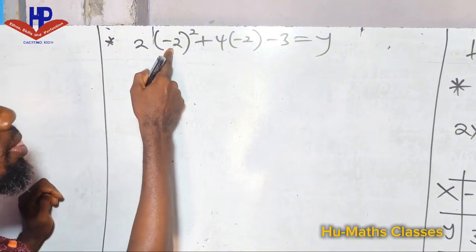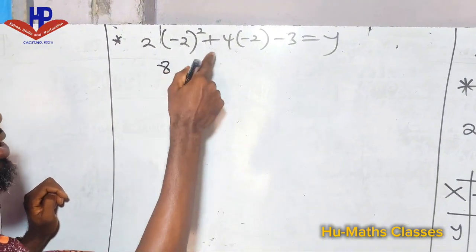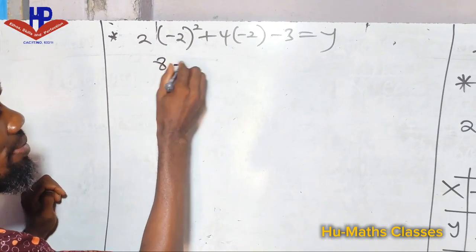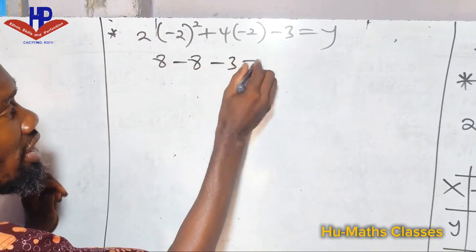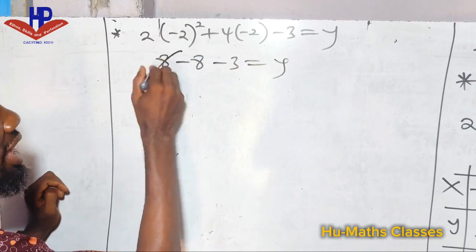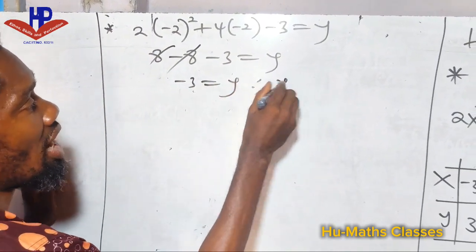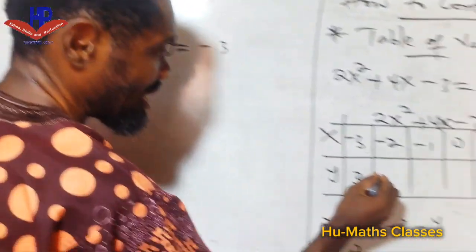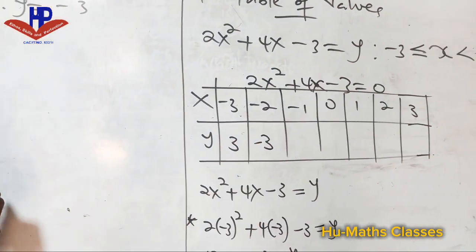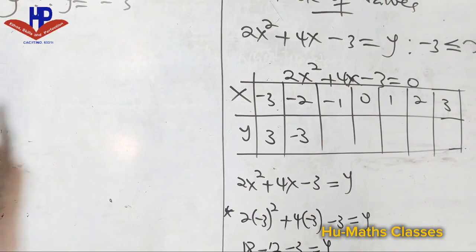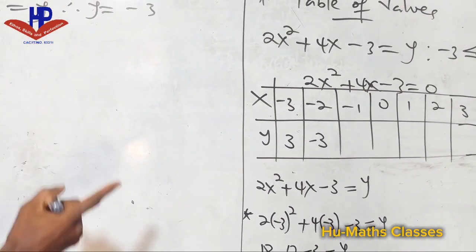That will give us 4. 4 times 2 is 8, plus 4 times minus 2 is minus 8. Then minus 3 is equal to y. 8 minus 8 is 0. What we'll be left with is minus 3 is equal to y. So therefore, our y is minus 3. So this part is minus 3. That is how you go about controlling the independent variable to help you get the dependent variable.